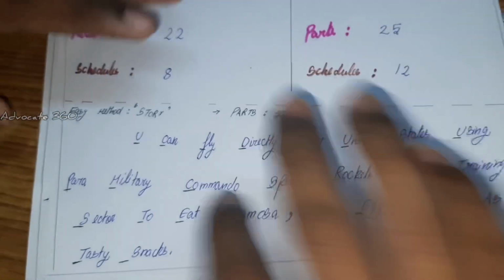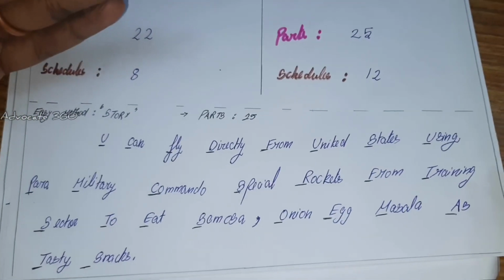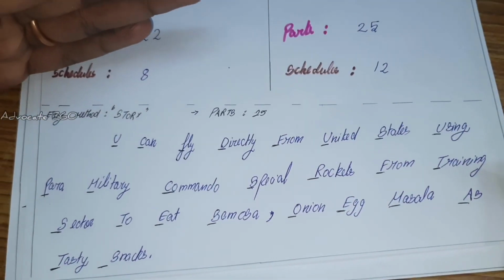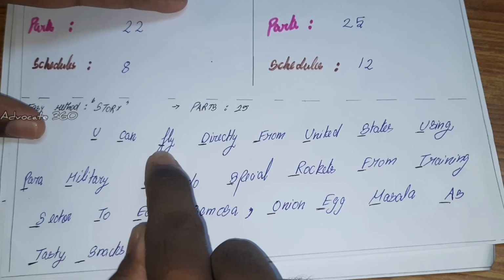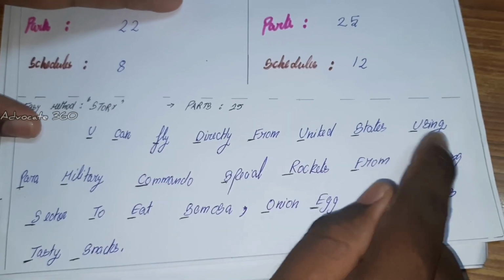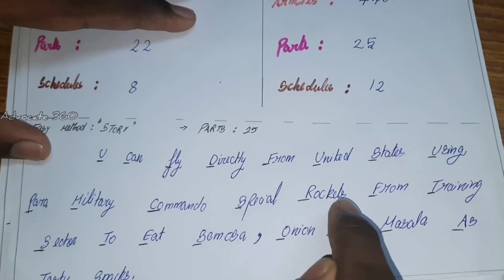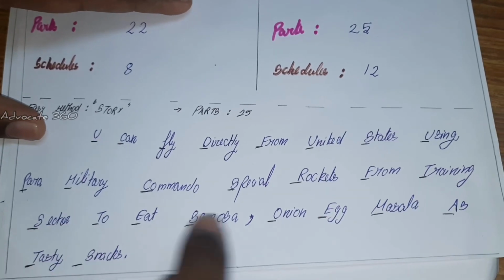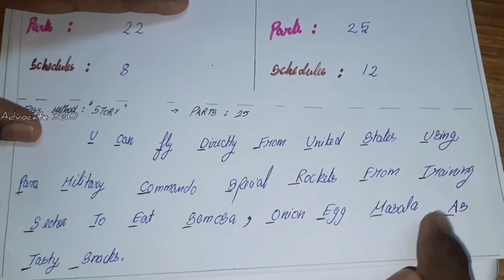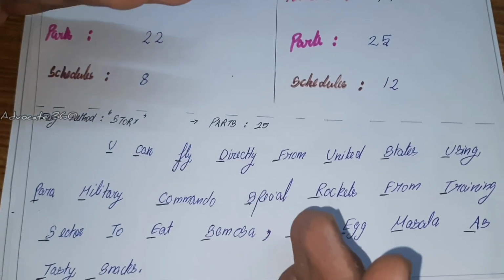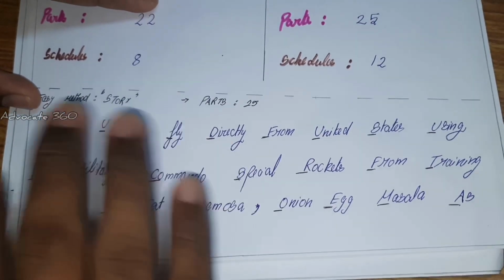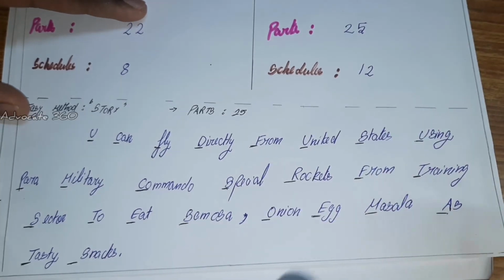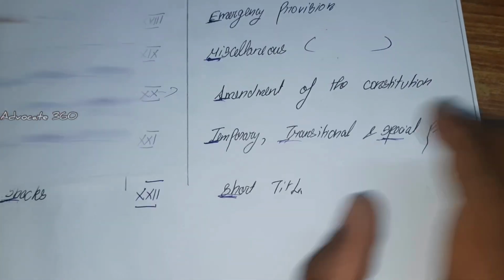Let's discuss a trick to remember the 25 parts of the Constitution easily. This is a short story which is helpful to remember the 25 parts of the Indian Constitution in exam times. You can fly directly from United States using paramilitary commando special rockets from training sector to eat samosa, onion, egg, masala as tasty snacks. This short story symbolizes the 25 parts of the Indian Constitution. The first letters of these words are the 25 parts. Let's discuss elaborately.